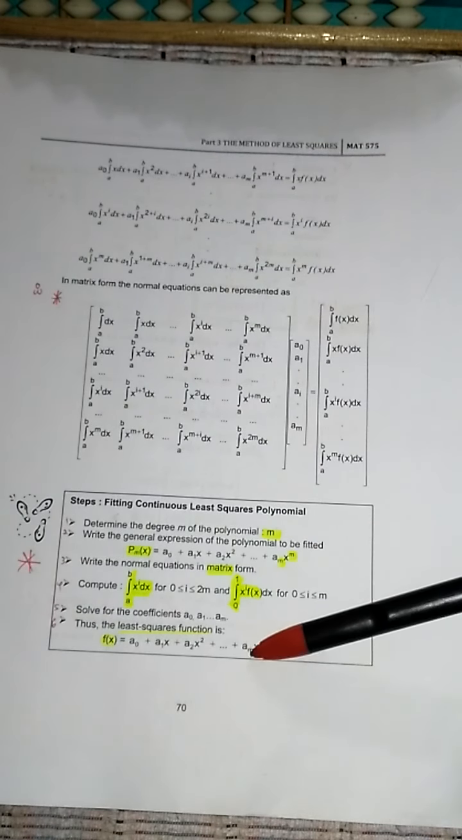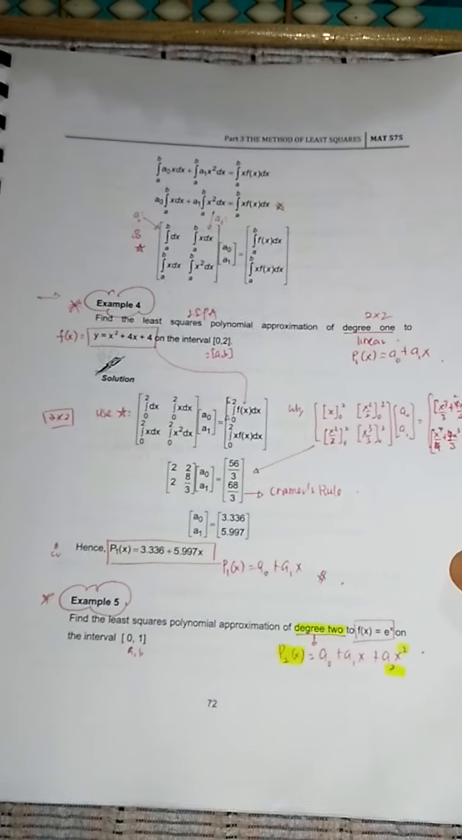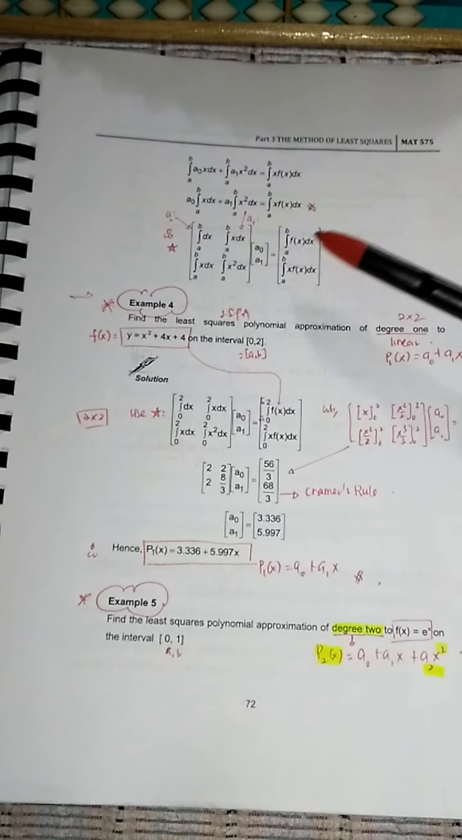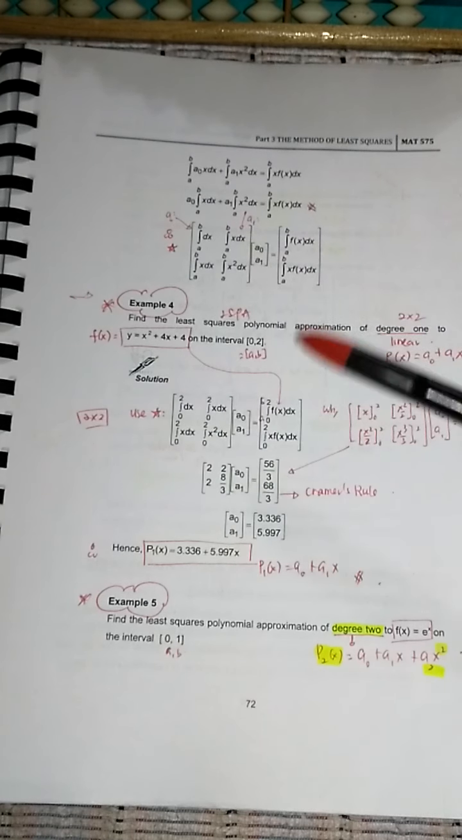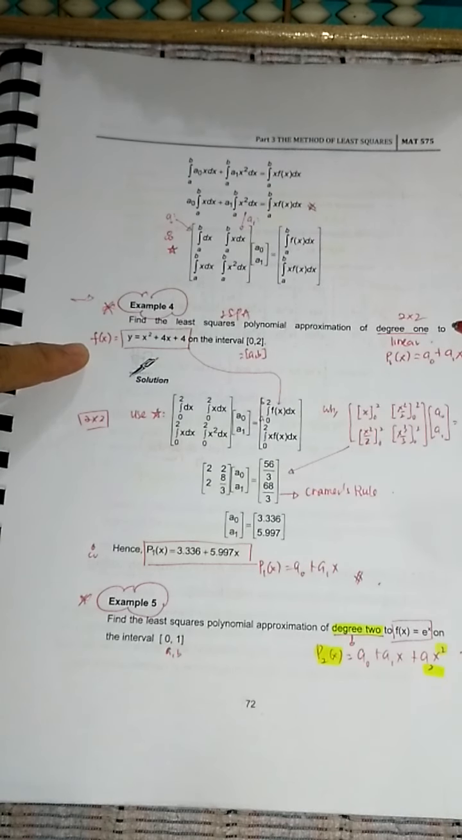Okay. I'm not going to go to example 3 because that is a very general one, in order for us to identify the formula and the matrix. So I'll go direct to example 4 on page 72. The question asks you to find the least squares polynomial approximation of degree 1. So it already states here they want the answer in terms of degree 1. You are given f(x) equal to x squared plus 4x plus 4.